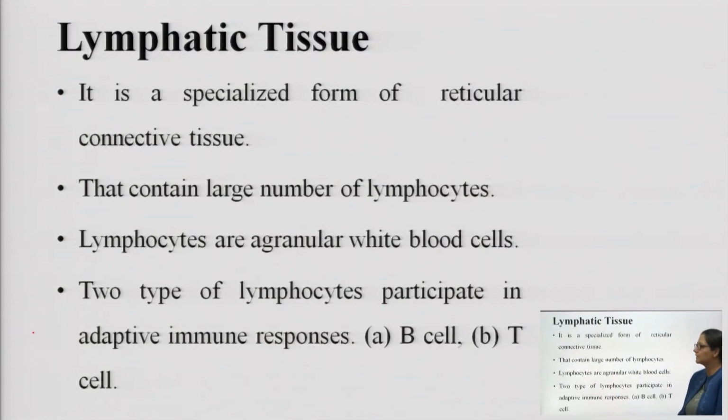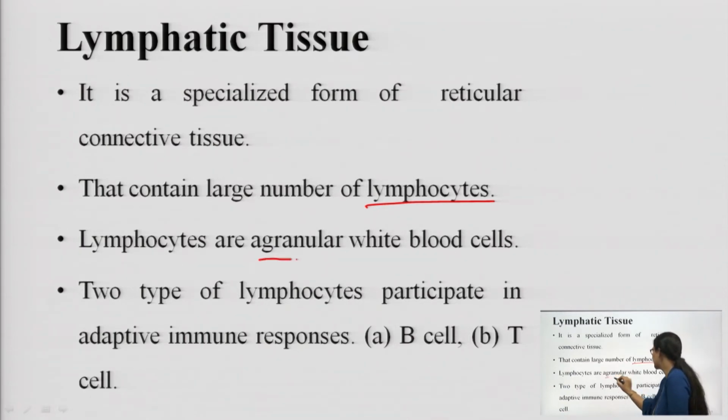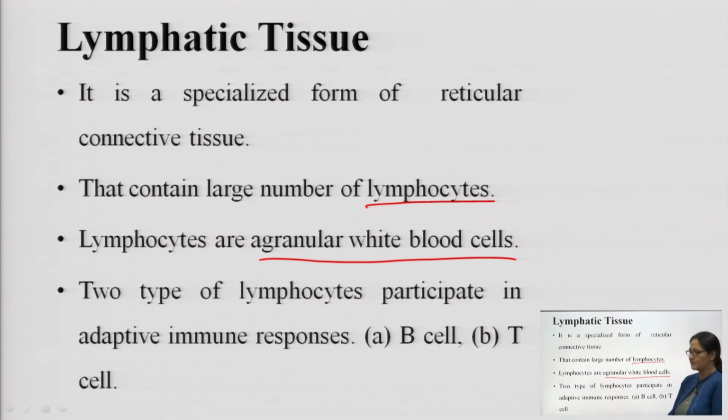First of all, what are lymphatic tissues? These are a specialized form of reticular connective tissue, a part of the connective tissue that contains a large number of lymphocytes. The cells of the lymphatic system are called lymphocytes. All lymphocyte cells are agranular white blood cells, meaning agranular WBCs. As we know, WBCs are of two types, granular as well as agranular.